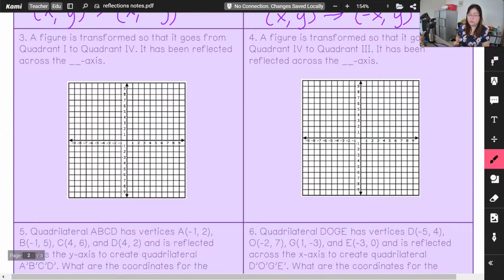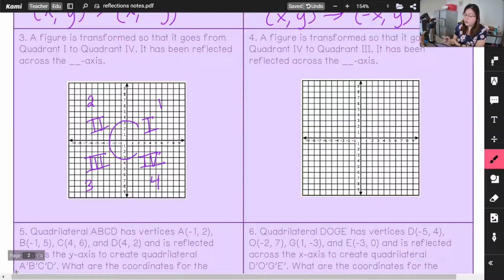Let's look at number 3. Let's review a little bit here, okay? It says a figure is transformed so that it goes from quadrant 1 to quadrant 4. It has been reflected across the blank axis, so we need to figure this out, okay? Well, hopefully you learned this last year, but if not, quadrants, we want to label them like a C. So where the C starts, that's number 1, and then we just keep following it counterclockwise to label the other 3 quadrants like this. And I'll put this in plain numbers too. This is 1, 2, 3, 4, but you really need to get used to those Roman numerals, because when they talk about quadrants, for some reason, it's always in Roman numerals.